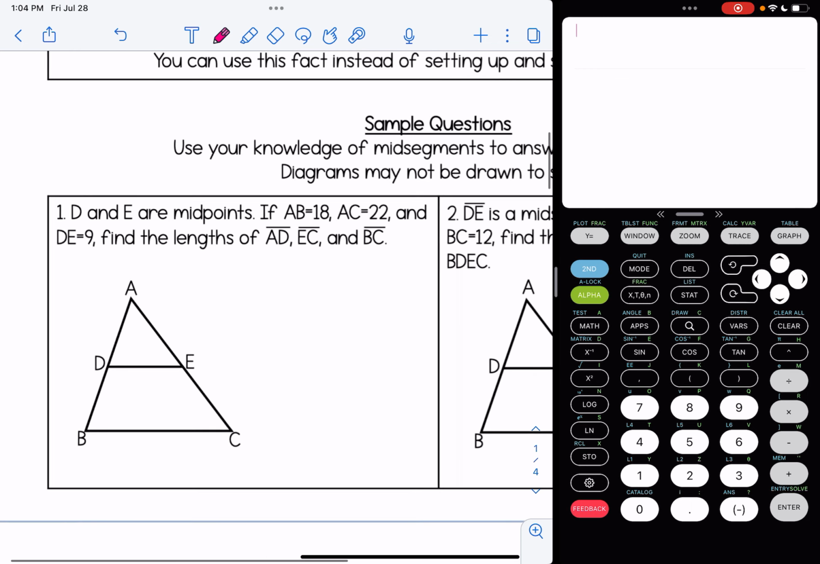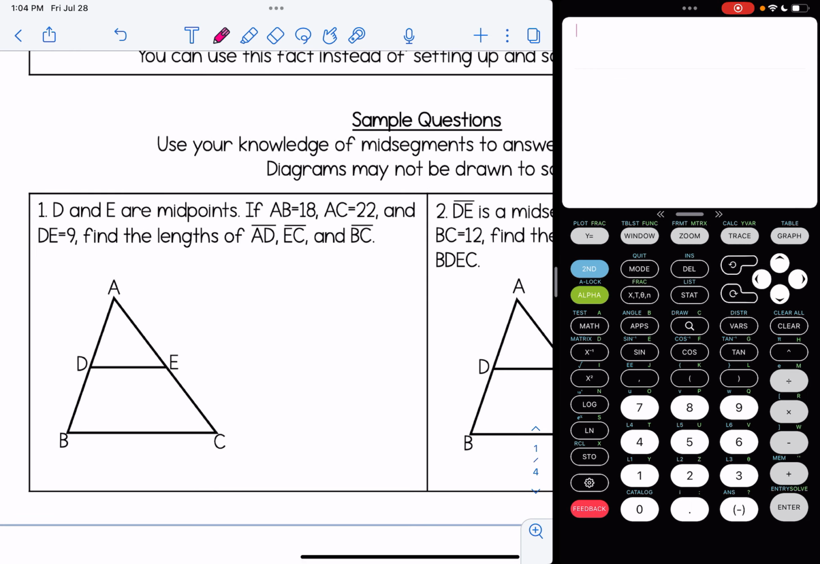Let's look at number 1. D and E are midpoints. AB is 18. Always important to label your picture. AC is 22, and DE is 9. We're going to find the lengths of AD, EC, and BC. All right, let's start with AD. Well, D is a midpoint. If that whole side is 18, it's split 9 and 9, so I know our first answer, AD is 9.